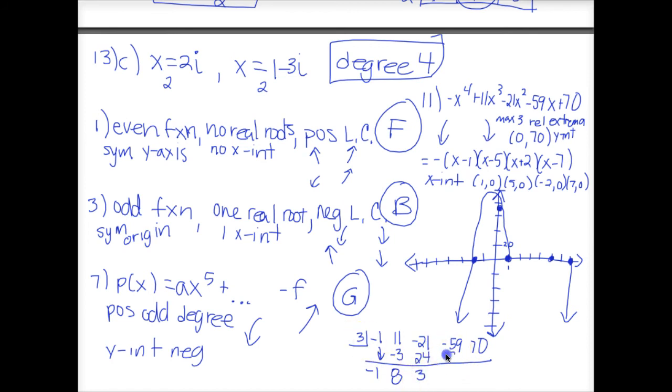3 times 3 is 9. Add the column here, gives me negative 50. 3 times negative 50 is negative 150. When I add that column, it's negative 80. So that means (3, -80) is a point on my graph, which is very helpful to me. Again, that doesn't mean that's the minimum. It means that it's a point in between.